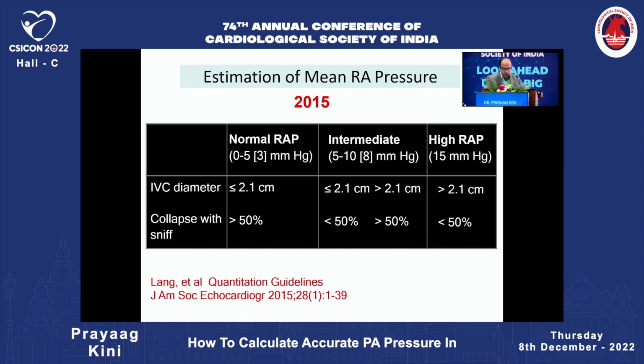If it's more than 2.1 and it collapses more than 50%, it's still good. And for RA pressure, if it is more than 2.1, it is abnormal, and if it collapses less than 50%, it shows a really high RA pressure of more than 15 millimeters. Again, there is no data to go above 15, so that of course is one of the drawbacks of this method.